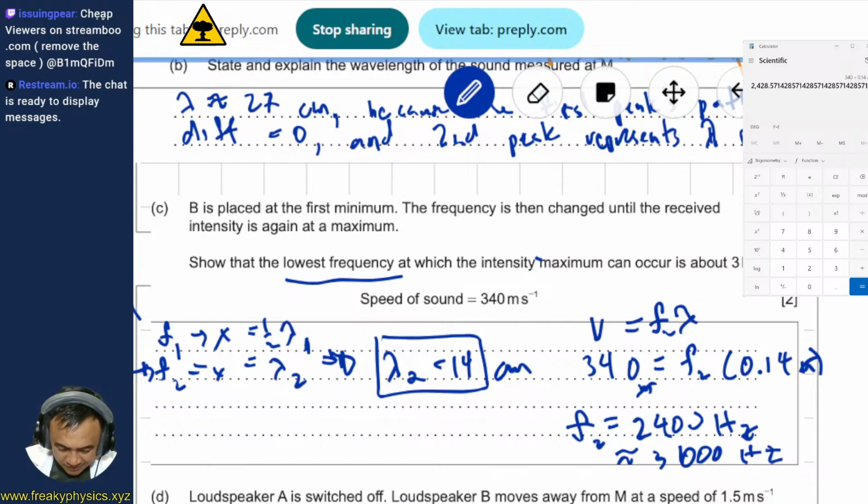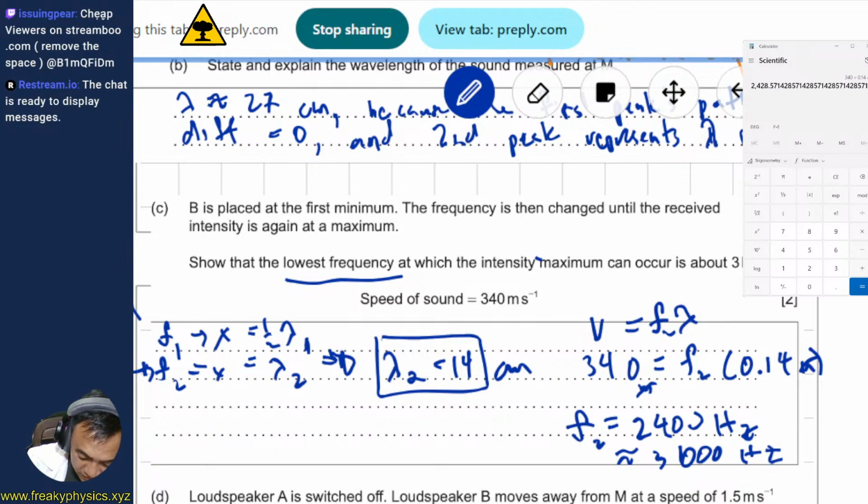Okay. All right. Loudspeaker, let's go to D. Loudspeaker A is switched off, and then B is moved here. Oh, okay. This is now because A is turned off and then B is moving. This now turns into the Doppler effect question. Now, you still have to say one more thing. Which one is moving? Is it the observer or is it the sound source? In this case, we identified that the source is moving, right? Source moving.